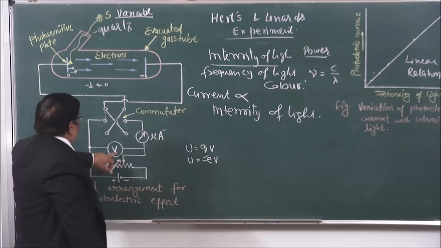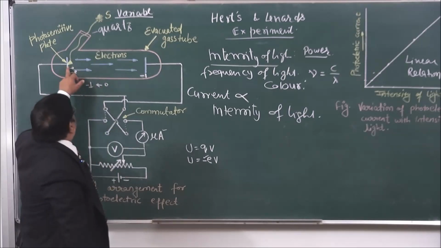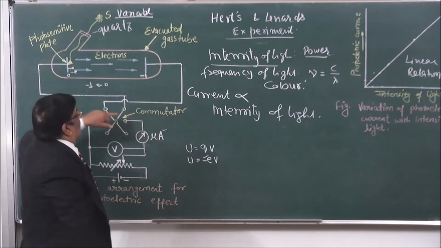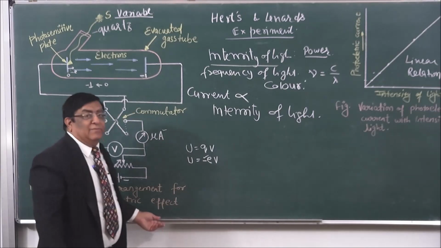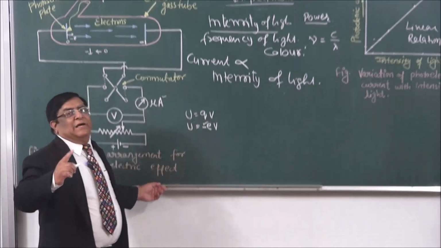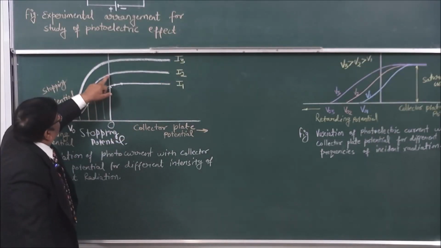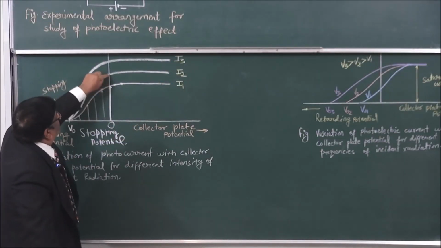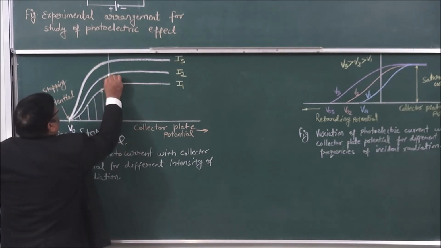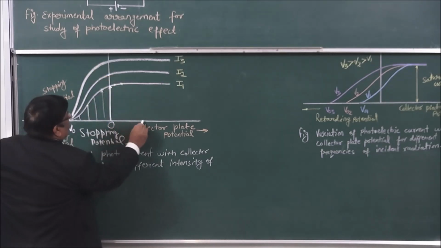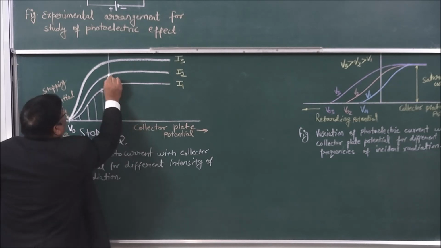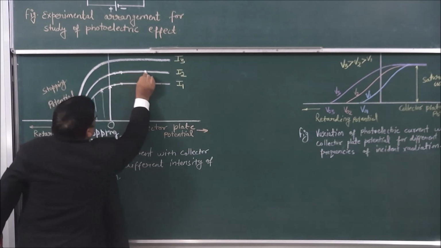Again I start with 0 volt. I find there is a current, but that current is slightly more than the current of the 100 watt. This is 200 watt from here. I increase the voltage between the electrodes, so the current also increases, and then it becomes saturated.